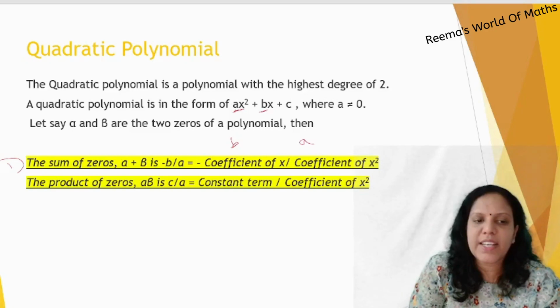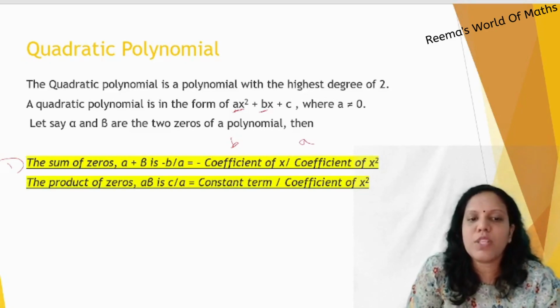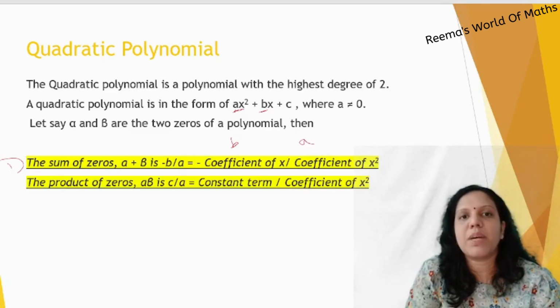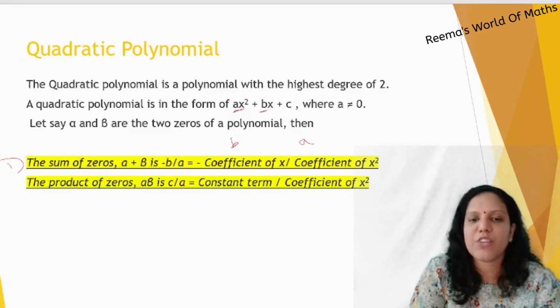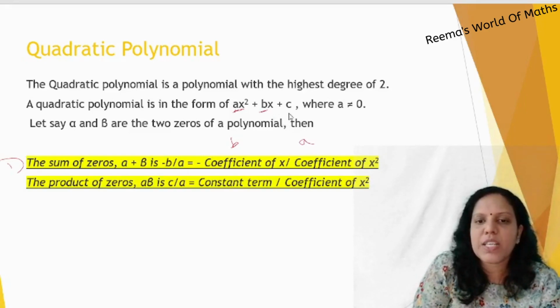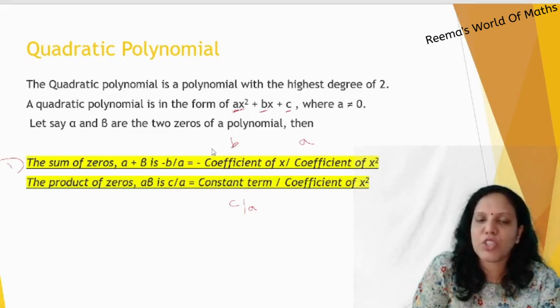Similarly, the second relation is the product of zeros, which is alpha multiplied by beta. The product of the two zeros of a quadratic polynomial is equal to the constant term divided by the coefficient of x squared. The constant term is c and the coefficient of x squared is a, so the product of zeros is c by a.